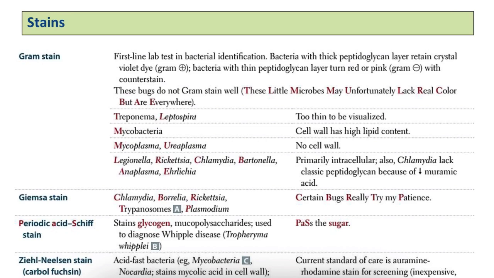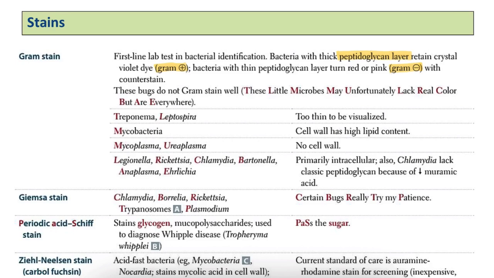Okay, so now gram stain. What is gram stain? It is the first line lab test for bacterial identification. This gram stain is divided into two types: one is gram positive, the second is gram negative. How we divide them depends on the peptidoglycan layer.